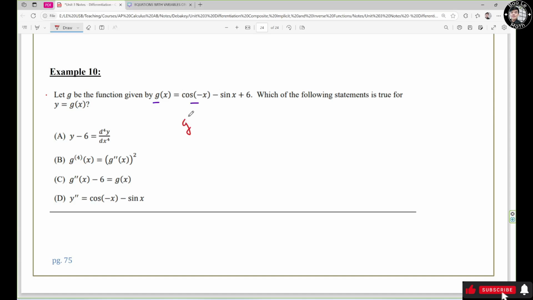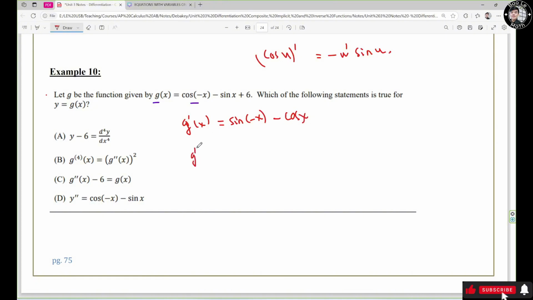So I have g prime of s is going to be cosine of u, right? You need to use cosine of u. Derivative of this one is going to be negative u prime times sine of u, right? So this guy turns out to be negative of negative s prime is going to be 1, right? Times sine of negative s, right? Derivative of this one is going to be cosine, right? So it could be negative cosine of s. Derivative of 6 equals 0, right?